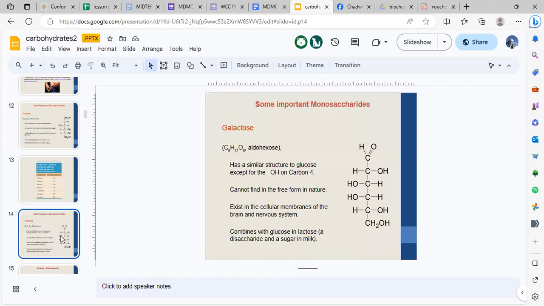Okay, another structure, another monosaccharide, is galactose. So you have the fourth carbon, the OH group is left on the left side. This cannot be found in the free form in nature. It exists in the cellular membranes of the brain and nervous systems. Okay, so lactose is a combination of galactose and glucose.